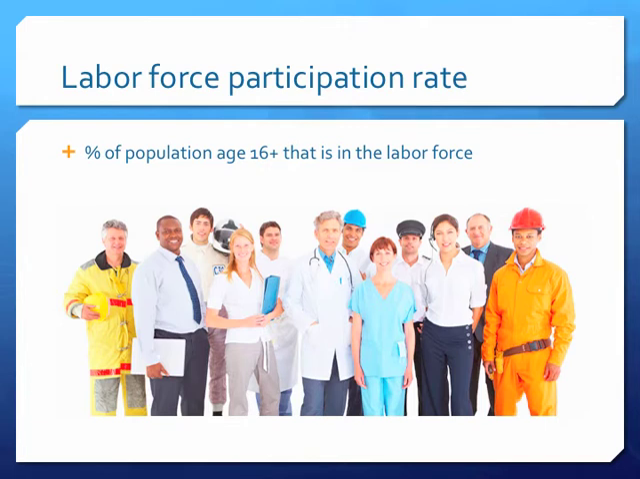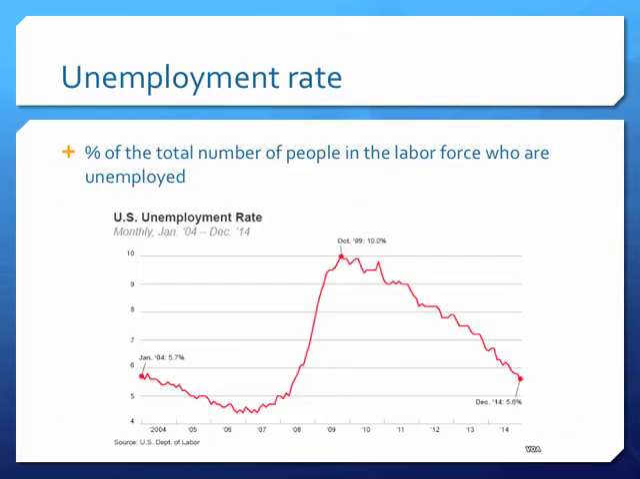If I asked you what the labor force participation rate is, it means it's 75 million out of 100 million. So you do 75 over 100, and that's going to equal 75% of the population, age 16 and over, is in the labor force. Now we also can use those numbers to figure out the unemployment rate. And so this is defined as the percentage of the total number of people in the labor force who are unemployed. So now the people who aren't in the labor force, they don't matter for this number.